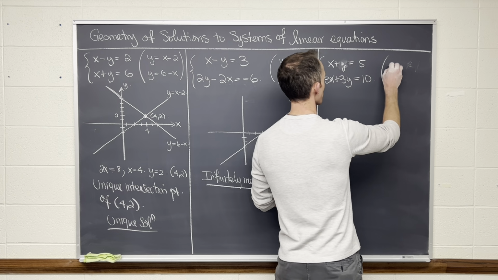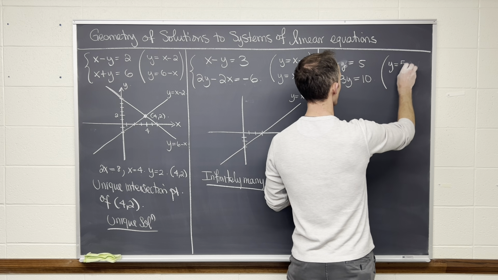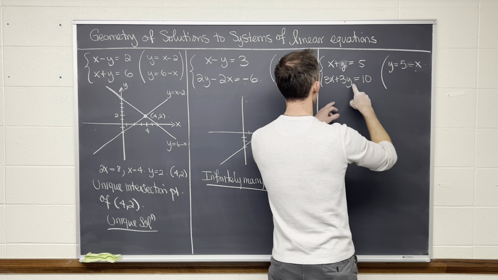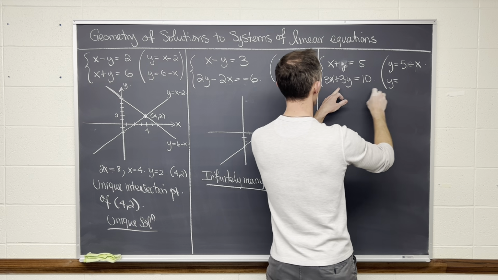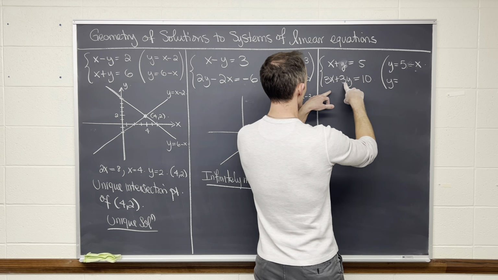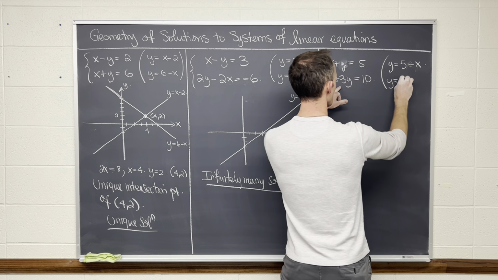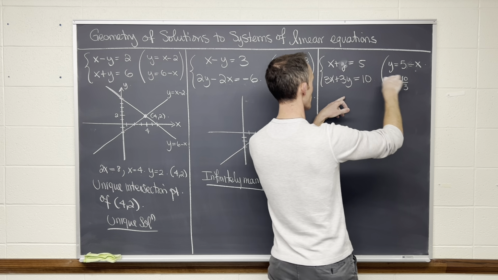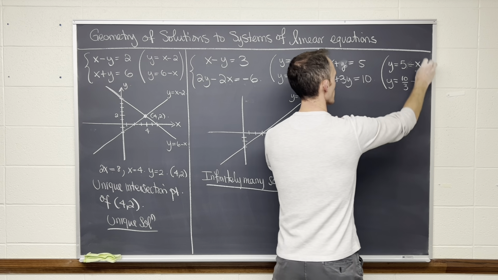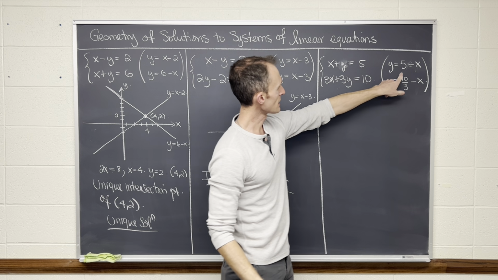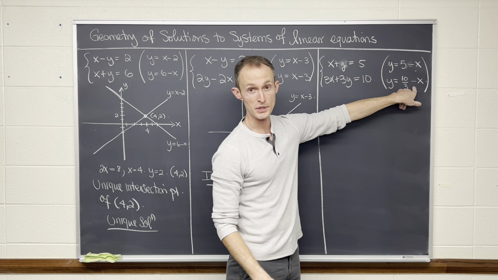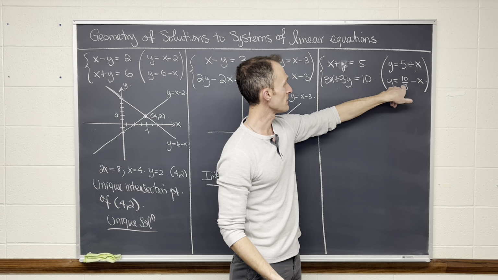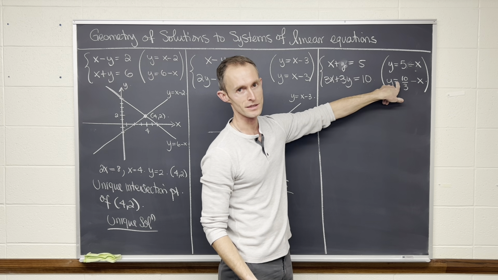Okay, so if I try and graph this, this will be y equals what? 5 minus x. Okay? And this will be y equals, okay, what's going to happen? I'm going to get 10 thirds. Okay, if I move 3x over, subtract 3x, divide by 3, I get minus x. Okay? So what I notice is, look, these lines are parallel because their slopes are the same. The slope is -1, but they have different coordinates for their y-intercepts.